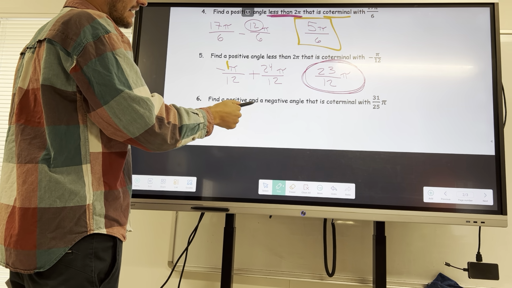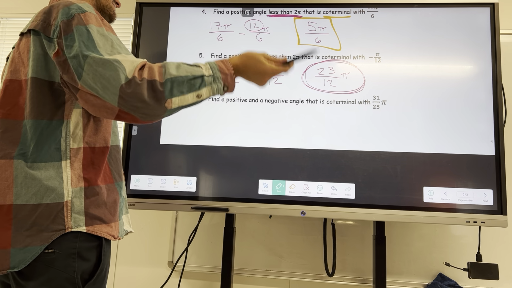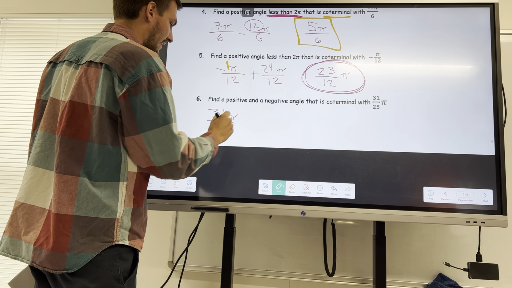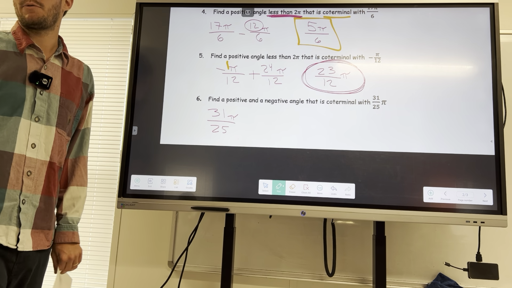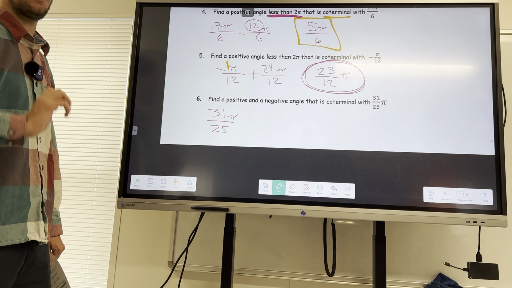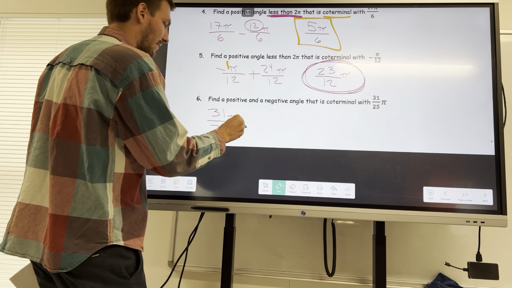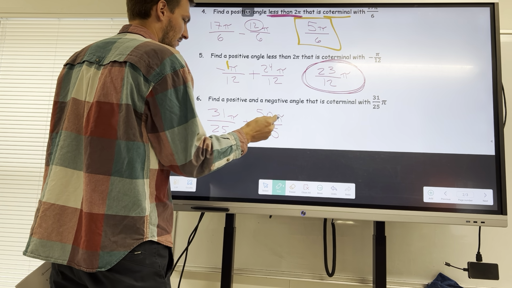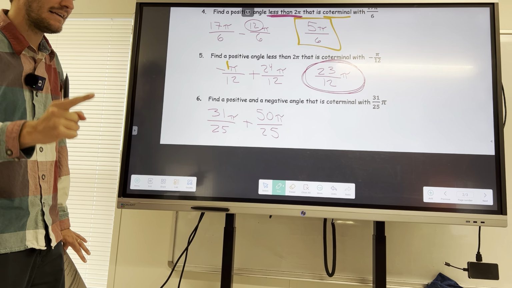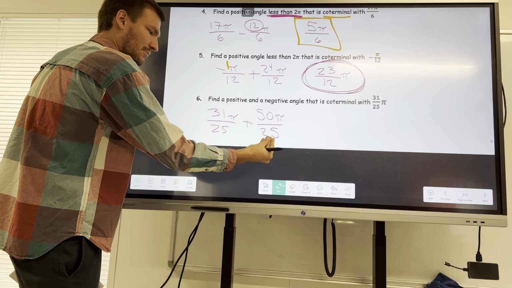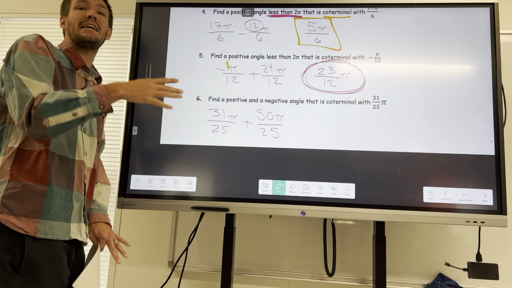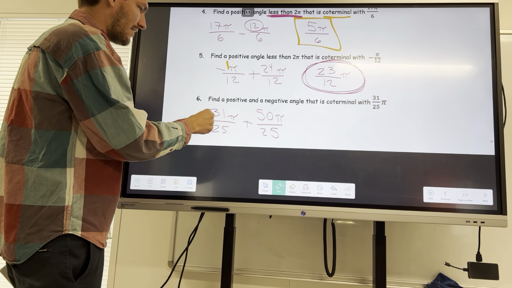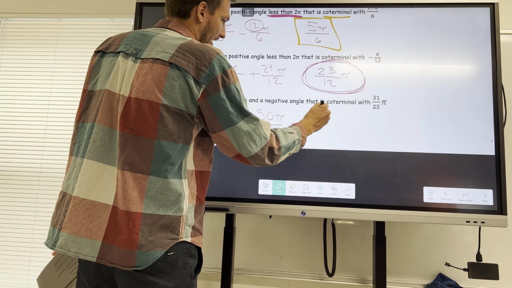Find a positive and a negative angle that is coterminal with this. So we want a positive and a negative, okay? 31 over 25 pi. Do you want to go up first or down first? Doesn't really matter which one we do first. Up, sure. Plus 25 on bottom, double it, 50. Again, that's the one thing we're learning today is that 2 pi, you put the same bottom and you double the top. That saves you the whole process of common denominators because we can do it that fast. That 31 plus 50, that's going to be easy to do in my head. That's going to be 81.